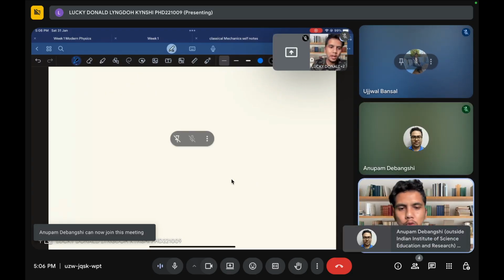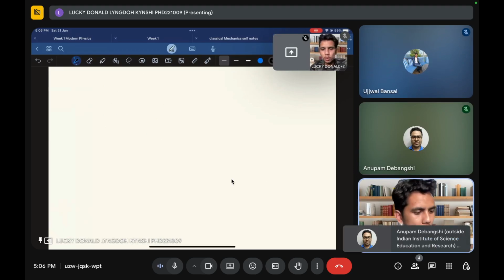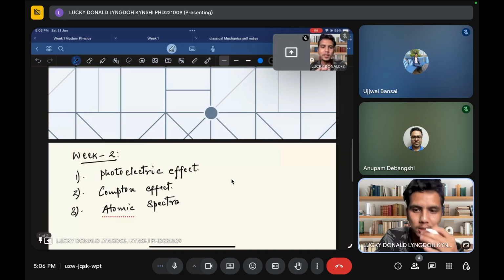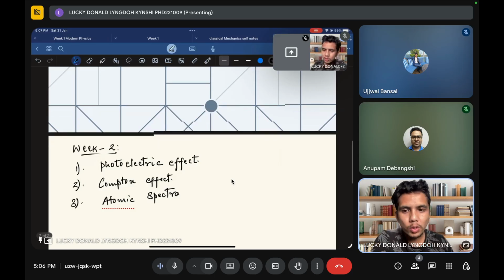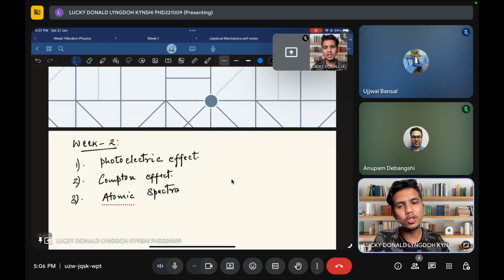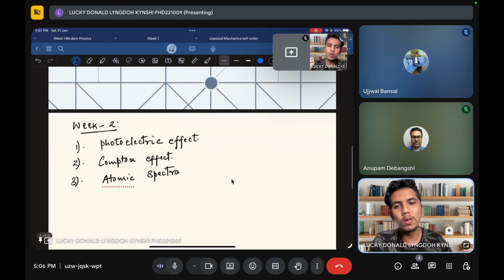What I will be talking about in this session is related to your week two, which is your introduction to quantum mechanics, covering the photoelectric effect, Compton effect, and atomic spectra. Then I think next week will be more related towards postulates of quantum mechanics and so on. So in these sections we'll be doing just the introduction to quantum mechanics, and then we will solve all the problems related to your assignments.